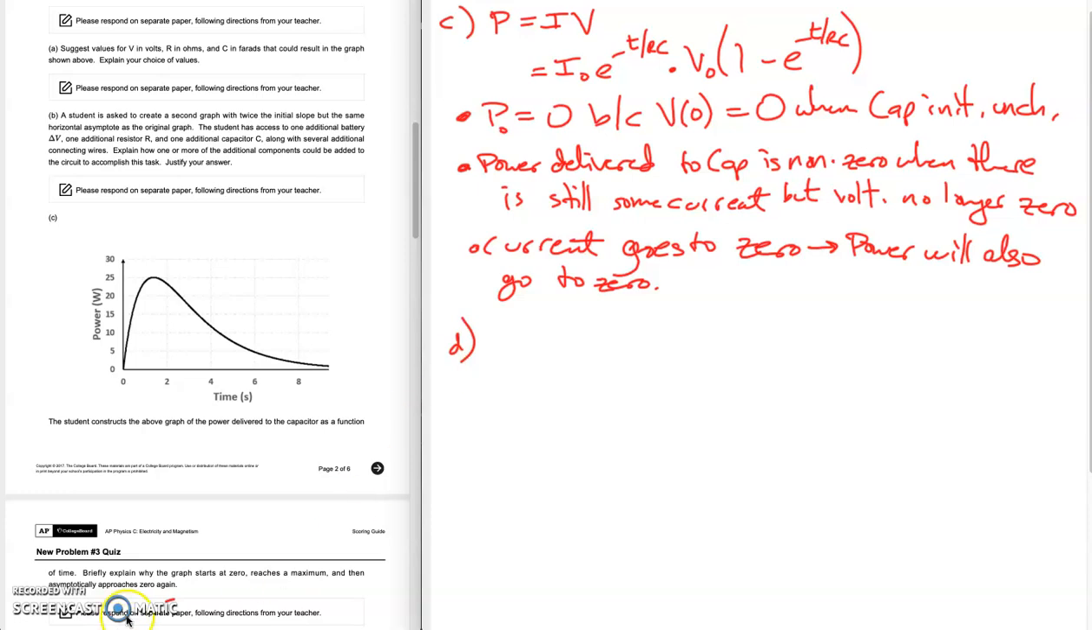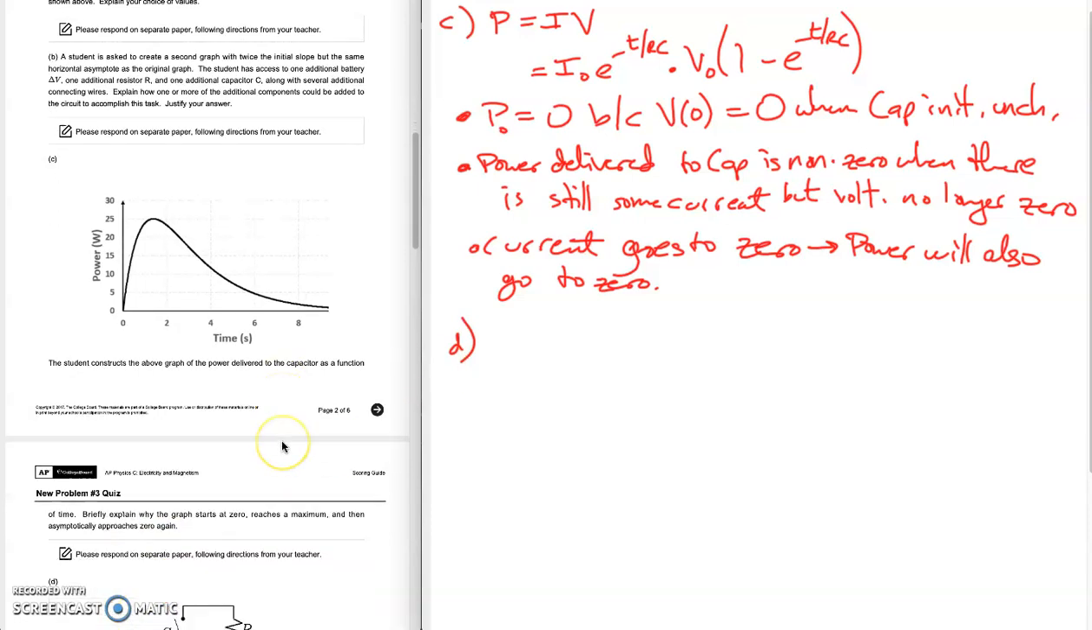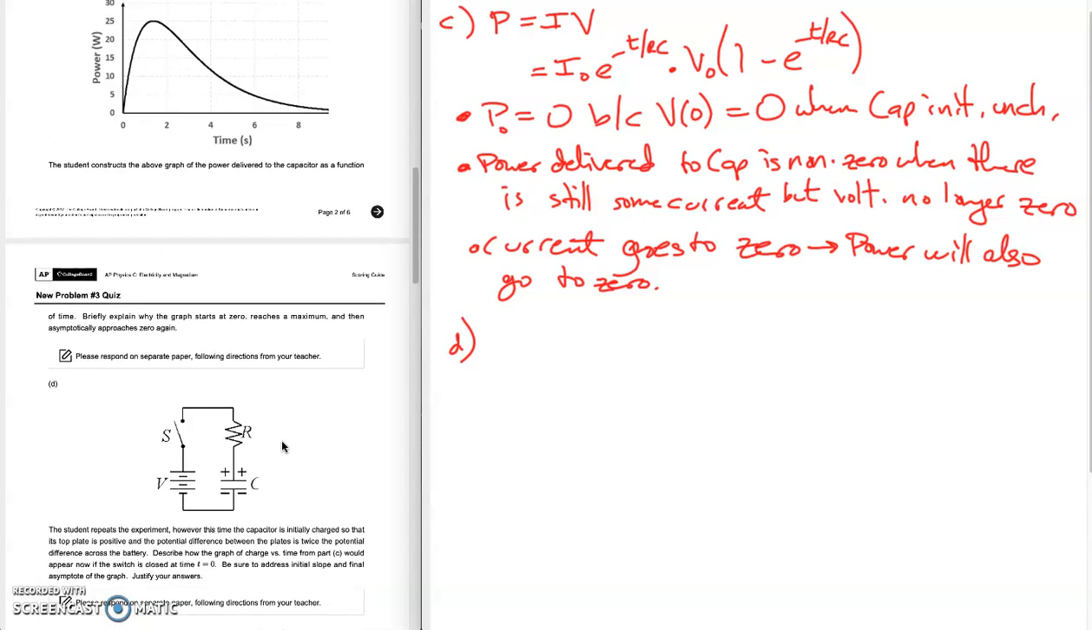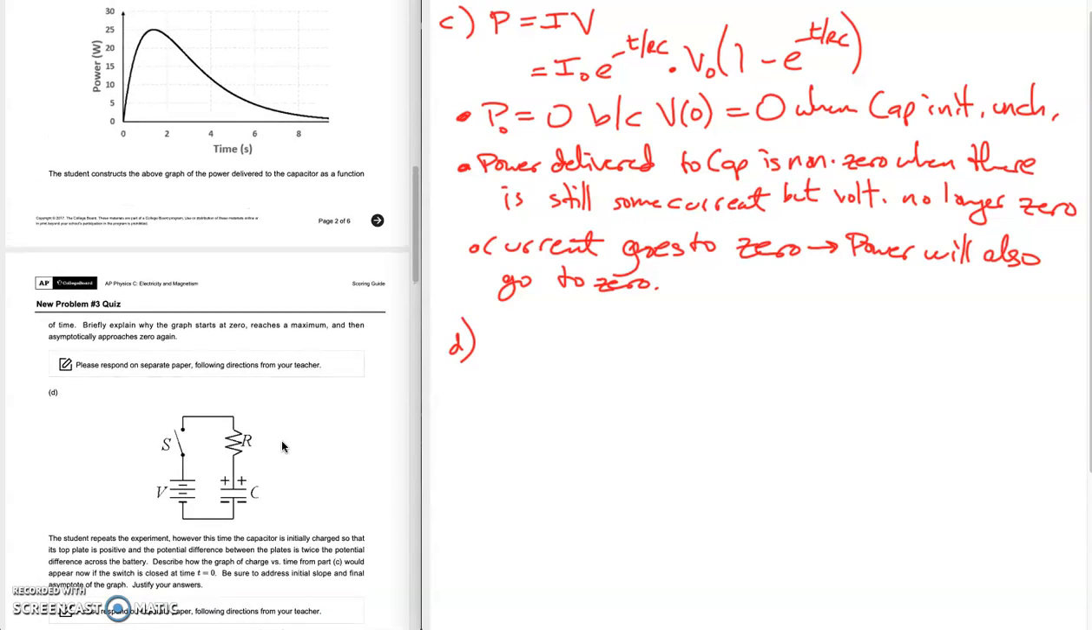All right, part D. And accidentally swiped there. All right, now for part D, we somehow managed to overcharge the capacitor. So now the capacitor, if we hook up a voltmeter here, is equal to 2V. This capacitor is now overcharged. And what's going to happen is it's going to push charge backwards into the battery until these two voltages are equal.